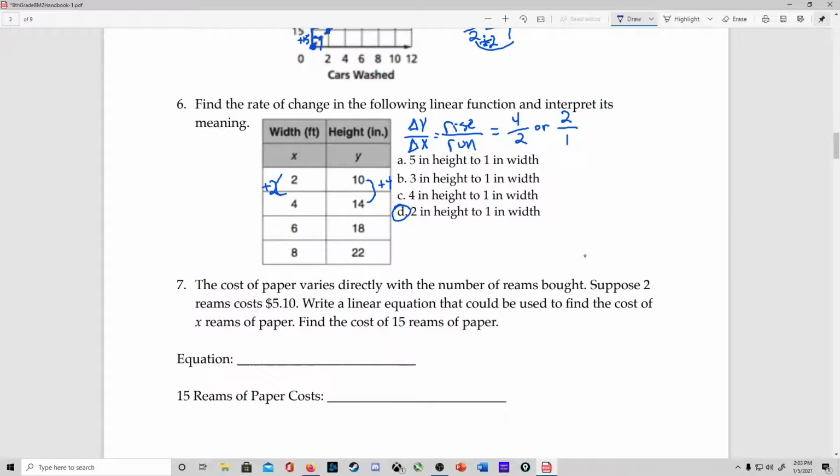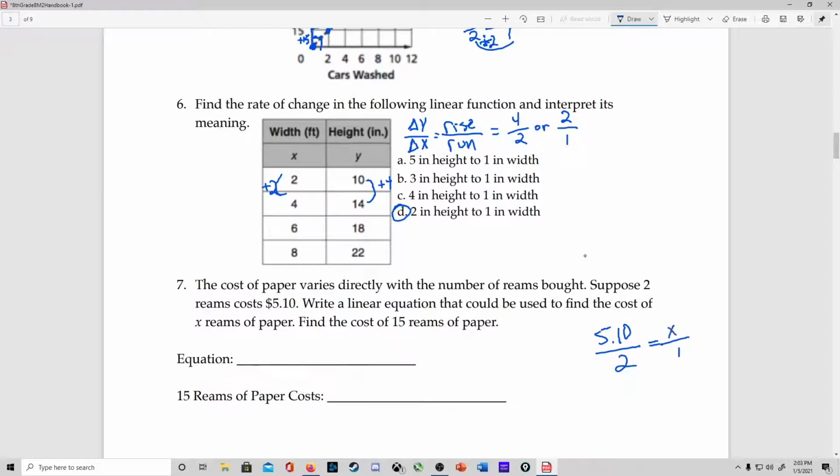Okay, the cost of paper varies directly with the number of reams bought. Suppose 2 reams was $5.10. Write a linear equation that could be used to find the cost of X reams of paper. Find the cost of 15 reams of paper. Okay, well we know that if 2 costs $5.10, then that's 510 divided by 2, and we want to know what the cost of 1 is, so we can write an equation.